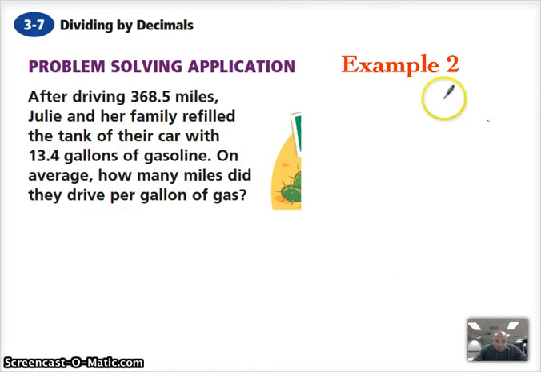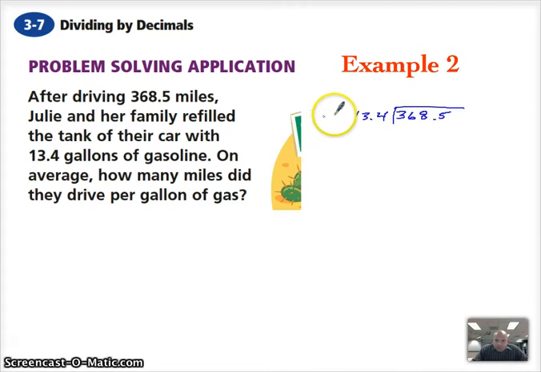Next, we've got a word problem. Here, after driving 368 5/10 miles, Julie and her family refilled the tank of their car with 13 4/10 gallons of gasoline. On average, how many miles did they drive per gallon of gas? So here we're setting up another division problem. If we divide 368 5/10 miles by that 13 4/10 gallons of gas, we'll find out how much they actually did drive per gallon of gas.